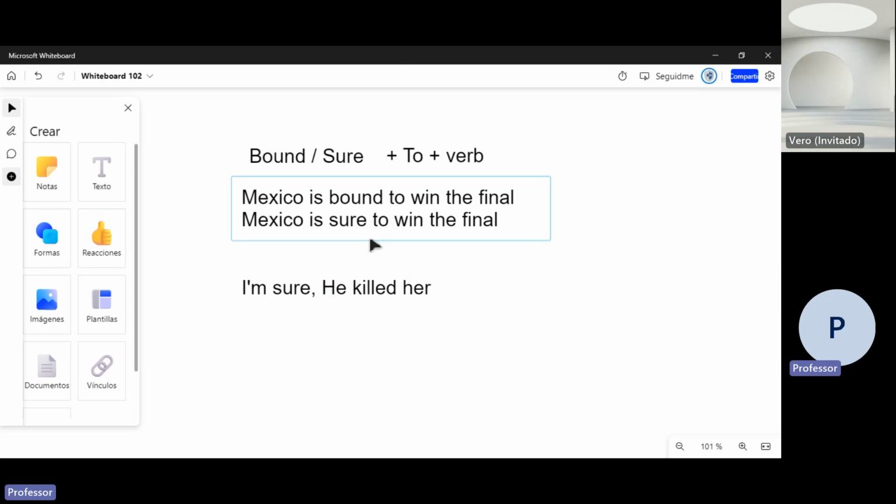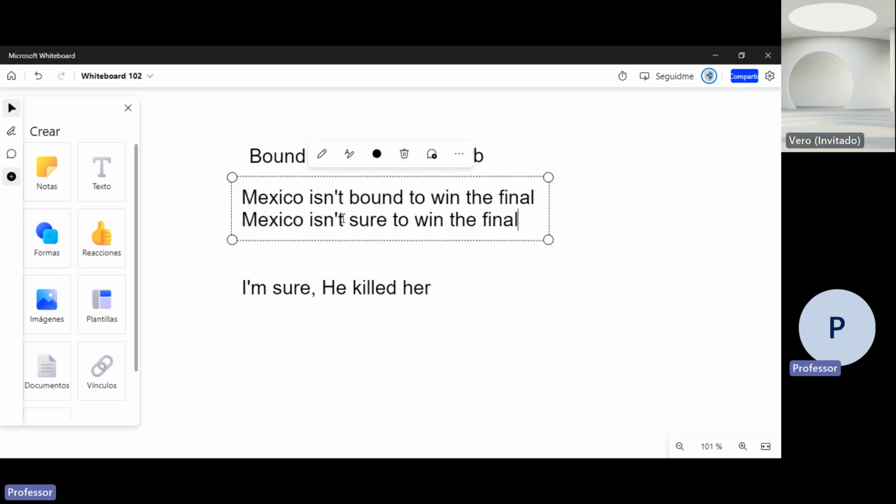And obviously, if you want to say it in negative, it's going to be the same. For example, Mexico isn't bound to win the final, or Mexico isn't sure to win the final. In this case, because I am using the verb to be. Bound and sure are not verbs. They are adjectives. So as they are adjectives, we are always going to use them with the verb to be. So the auxiliary verb is going to be the verb to be.